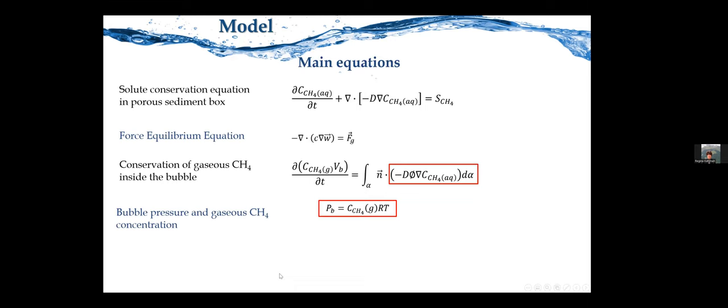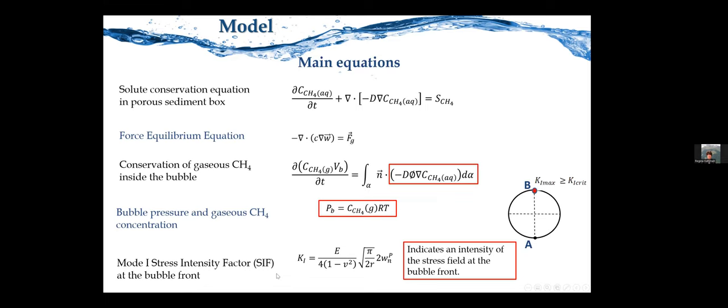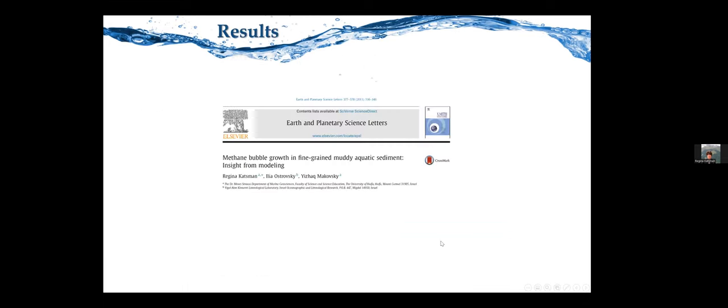And last thing, a parameter which is used for the fracturing component. This is a stress intensity factor that indicates the intensity of the stress field at the bubble front. This is the bubble front. Okay, if the maximal stress intensity factor is larger than some critical value, then fracturing proceeds. So now I will go, this is the model, okay? Now I will go to the results.